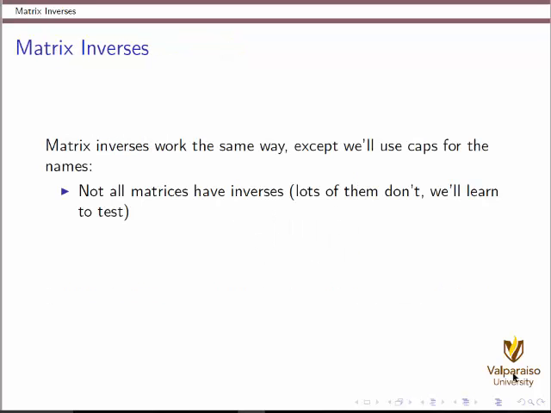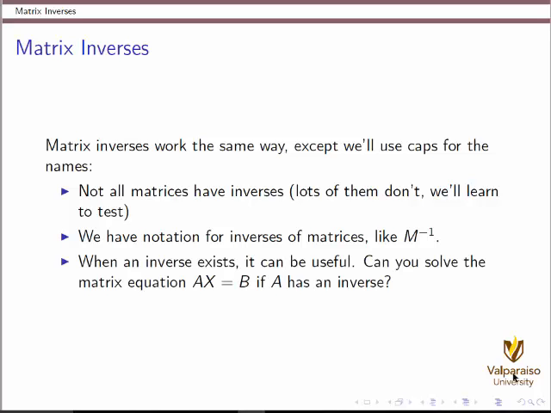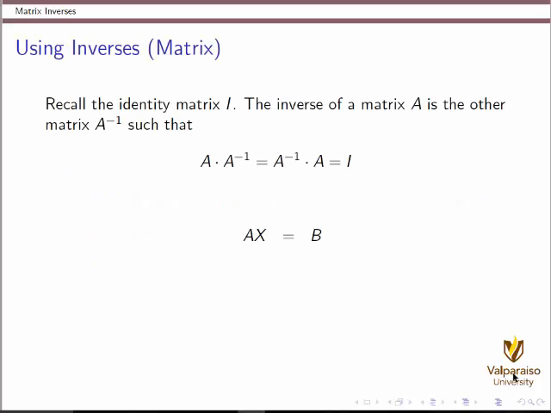Matrix inverses are going to work the same way. We will generally use capital letters instead of lowercase to represent matrices. Now the facts are, not all matrices have inverses. With numbers, there's only the one number, 0, that doesn't have an inverse, but with matrices, there's a bunch of matrices that don't have inverses, and so we have to learn how to test. The inverse of a matrix will use the same -1 exponent, and we can use inverses of matrices to solve matrix equations. For example, this AX equals B matrix equation, if we want to find out what X is, we can multiply both sides of that equation by A inverse.